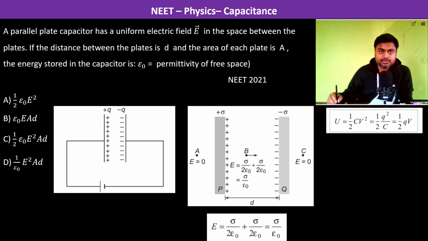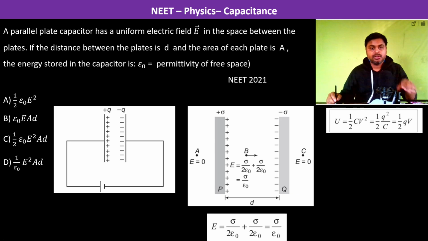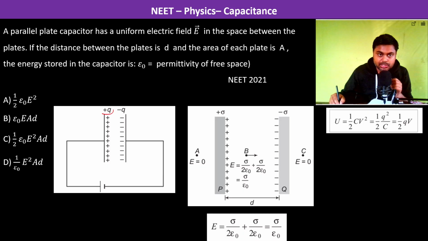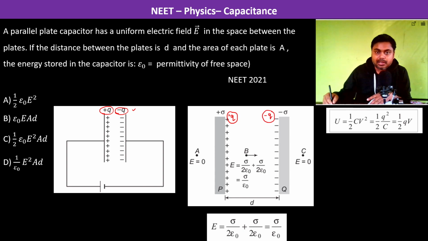Parallel plate capacitor. It has uniform electric field E in the space between the plates. So the parallel plate capacitor, when it is connected across a potential difference V, the charge on both the plates developed is plus Q and minus Q. And this is how the configuration is. So it is like plus Q on the inner side and minus Q on the inner side. And outside it's 0 and here also it's 0.